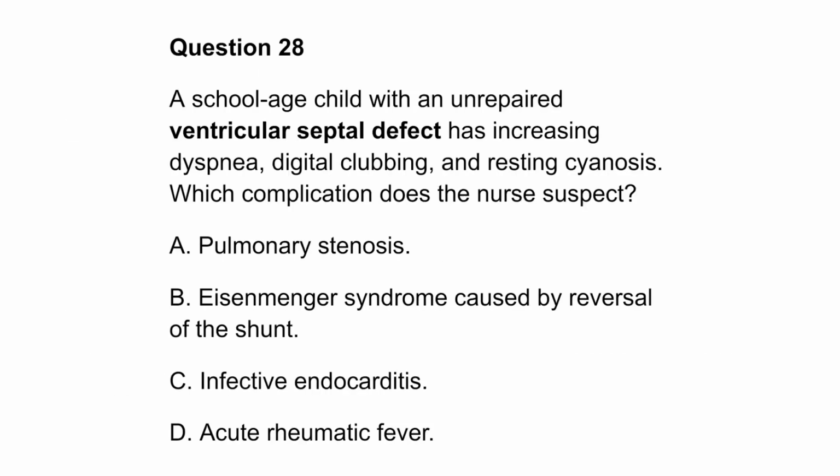Question 28. A school-age child with an unrepaired ventricular septal defect has increasing dyspnea, digital clubbing, and resting cyanosis. Which complication does the nurse suspect? A. Pulmonary stenosis. B. Eisenmenger syndrome caused by reversal of the shunt. C. Infective endocarditis. D. Acute rheumatic fever.